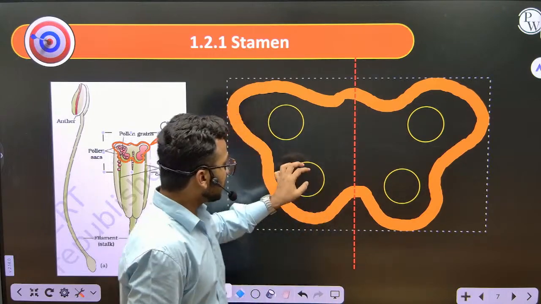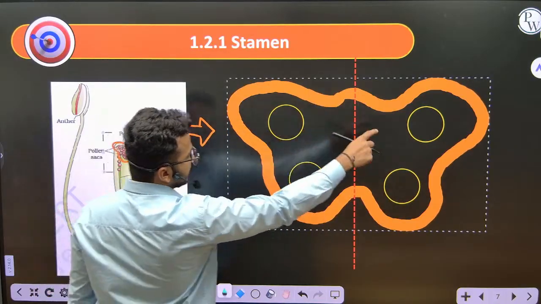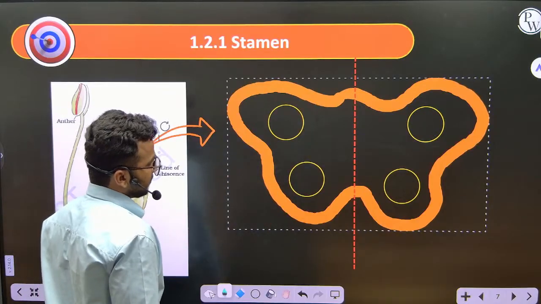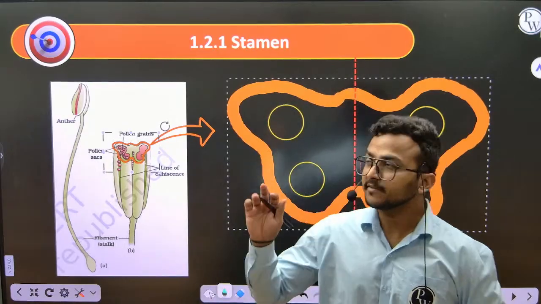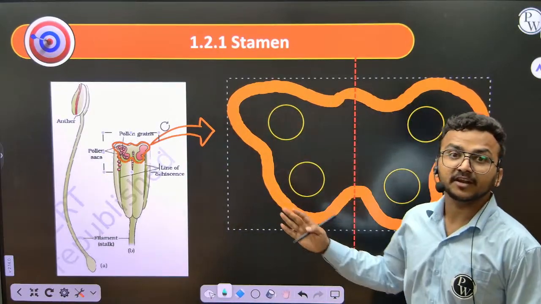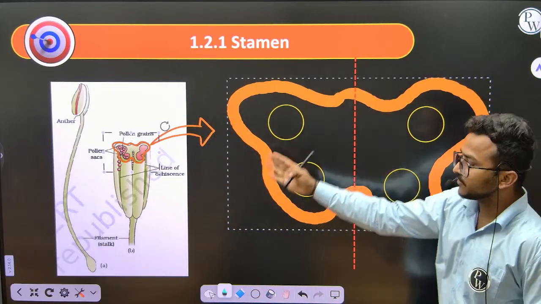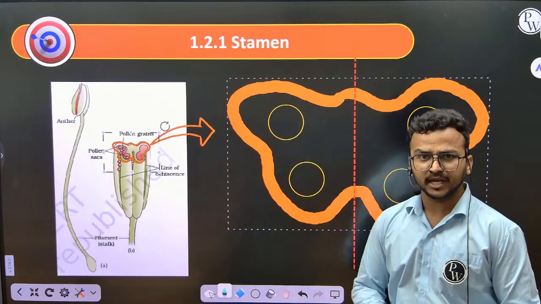So that's why we call this a microsporangium structure. It is tetrasporangiate, and we can also call this a TS of anther. TS in the sense of a transverse section. So when I am cutting like this, it is a transverse section of the anther, or you can also call it a transverse section of the microsporangium.